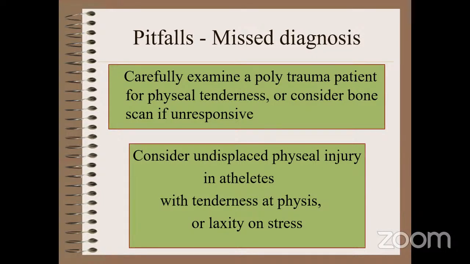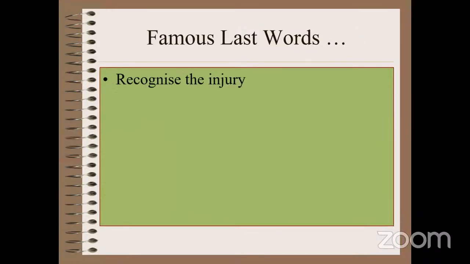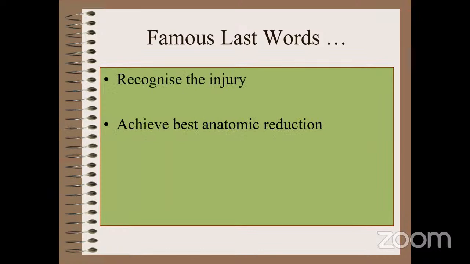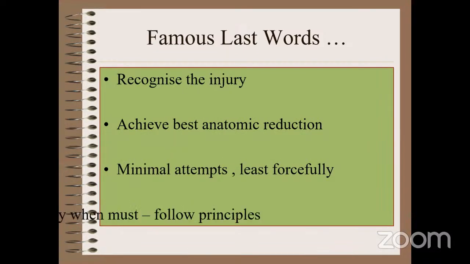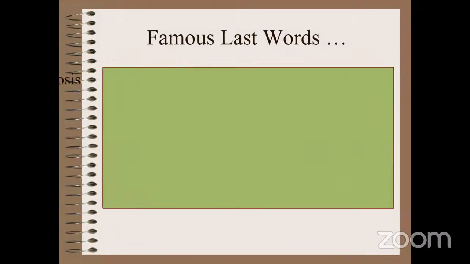When your patient has got polytrauma or is unresponsive, remember to palpate the physis. Around the knee, remember that the ligaments are stronger than the growth plate. If you see or feel instability, you are more likely to have a fascial avulsion or a fascial injury rather than an ACL tear. Okay? So recognize the injury, achieve the best anatomic reduction with minimal attempts with least force, fix only when must, and follow the principles of fixation.